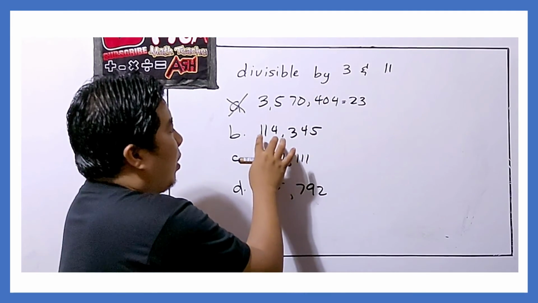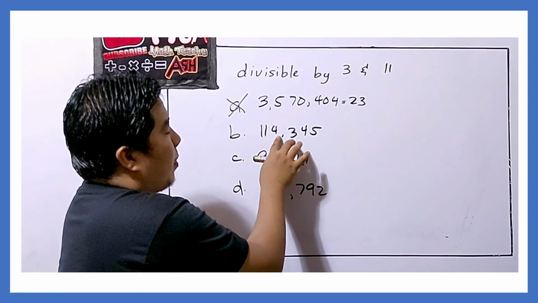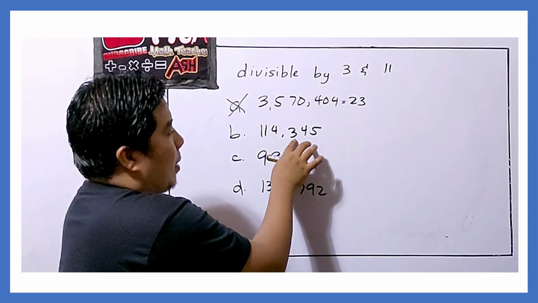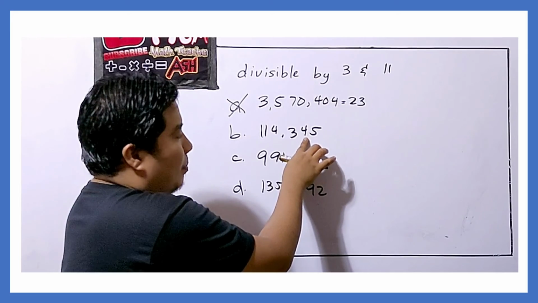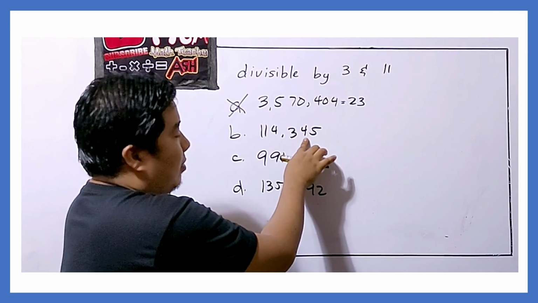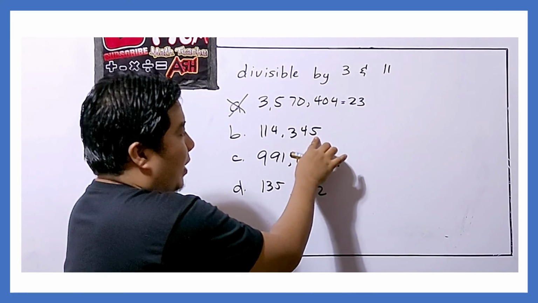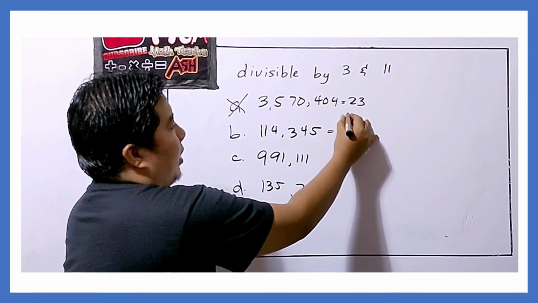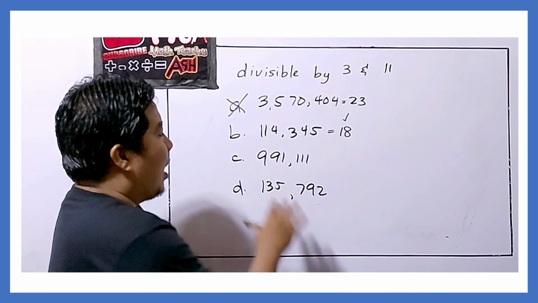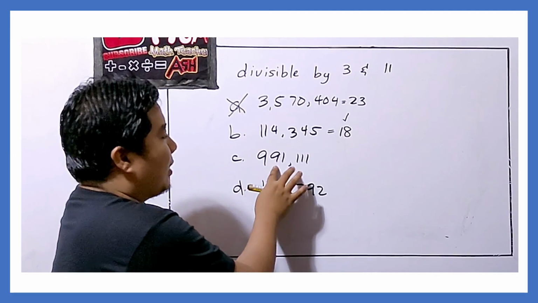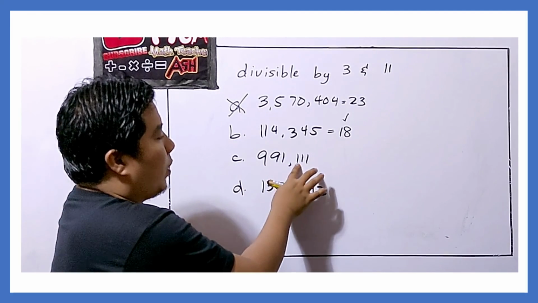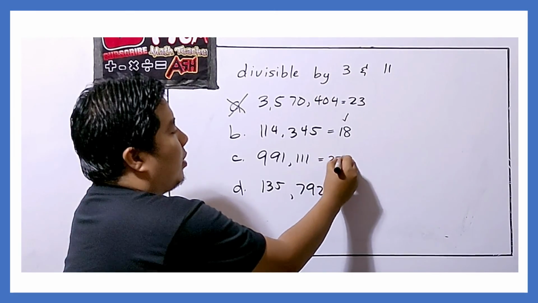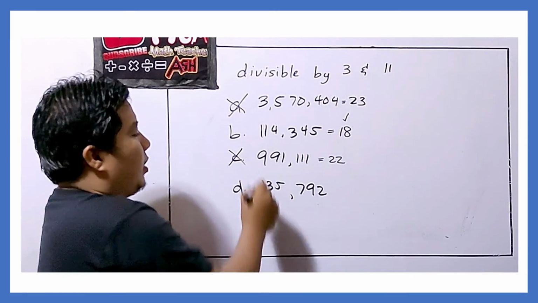How about this one? 1 plus 1, 2 plus 4, that is 6. Plus 3, that is 9. 9 plus 4, that is 13. 13 plus 5, that is 18. Okay, 18 is divisible by 3, that is checked. Okay. How about letter C? 9 plus 9, that is 18, 19, 20, 21, 22. 22 is not divisible by 3, therefore this is wrong.